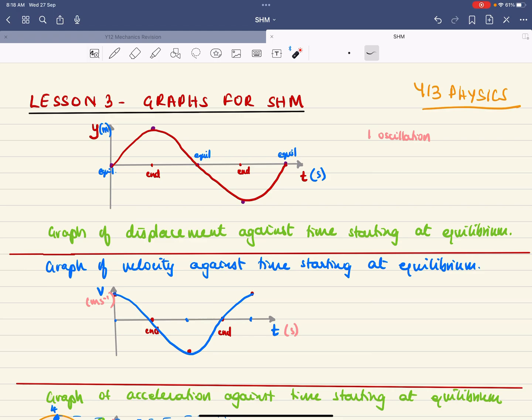The first one is a displacement against time graph. So if you're just thinking of simple harmonic motion, when timing starts at equilibrium, displacement 0. When it reaches one end, displacement's a maximum, and then the pendulum or the spring comes back to the equilibrium, and then it swings in the opposite direction to a maximum and then comes back. So a displacement time graph is essentially a sine curve.